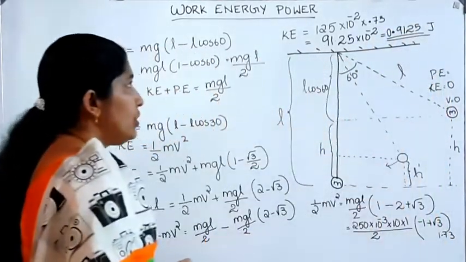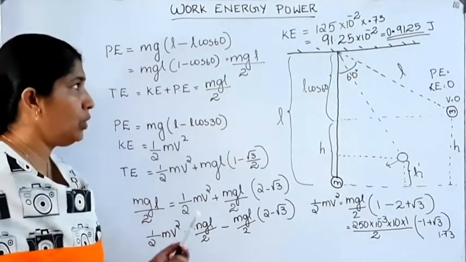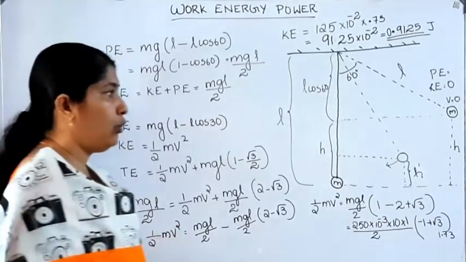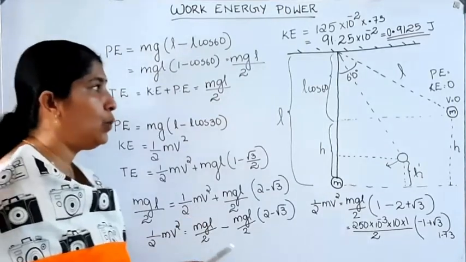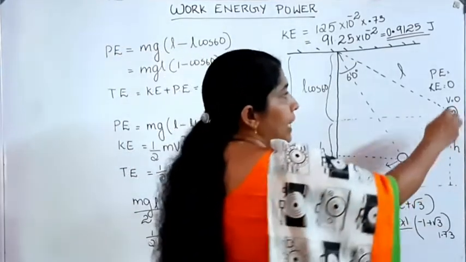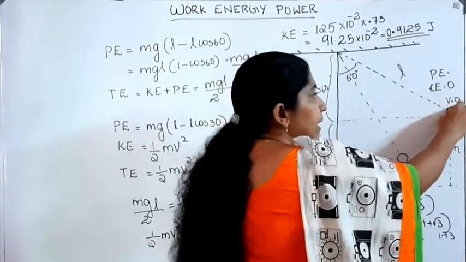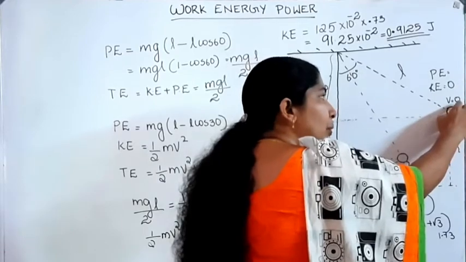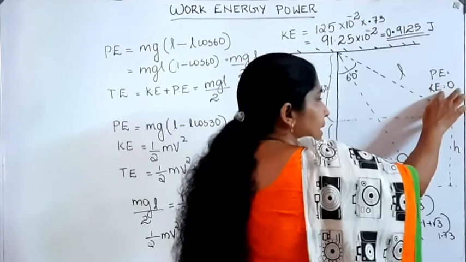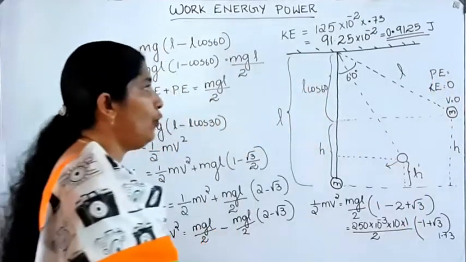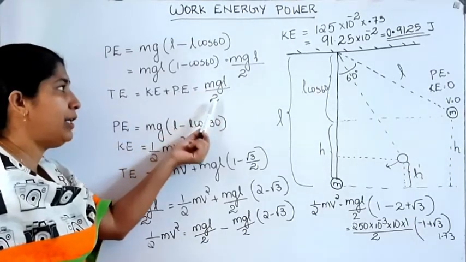Kinetic energy is equal to 0.9125. That much joule is the kinetic energy of that body when the bob is here. In this question, we want to apply conservation of energy. Total energy at this position is equal to total energy here. Here, kinetic energy is equal to 0, but potential energy is there, so total energy is equal to the potential energy, which is mgl divided by 2.